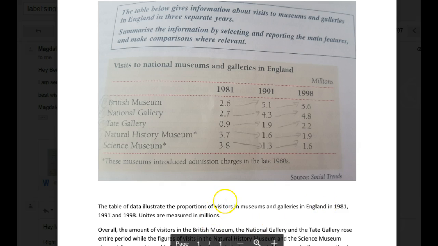And you know what else? I always try to avoid having too many prepositional phrases here. So you've got of visitors, in museums, in England, in da-da-da, okay? So I would advise you to simplify this so you don't have so many of these little structural words. There are tons of ways you could have done that. Let me see if I can come up with one really quickly. The table of data, not the table of data, we said already. The table illustrates the proportions of people visiting museums and galleries in England during the years 81, 91, and 98. Okay, I think I reduced them a little bit.